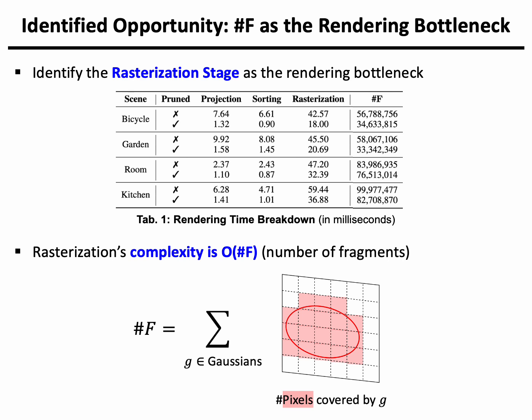So first, through profiling on edge devices, we identify the rasterization stage as a rendering bottleneck of 3D Gaussian splatting. For example, in this table, we can see that the rasterization stage takes around 90% of the rendering time of 3D Gaussian splatting. And the computational complexity of this bottleneck rasterization stage is determined by the number of fragments we have. The number of fragments can be computed by adding up the number of pixels covered by each Gaussian.